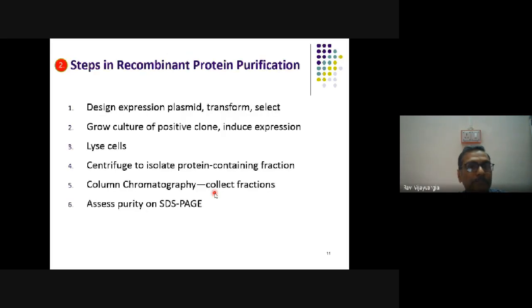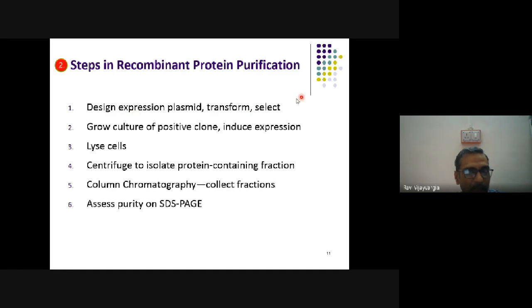Okay. Once you have the proteins out, this is just the workflow whenever you are using recombinant protein for your purification purpose. In this case, as I pointed out earlier, you have to design an expression plasmid based on the system you want to use, clone your gene in that, transform into a suitable host, and select using an antibiotic marker. The most commonly used antibiotics are ampicillin and kanamycin.